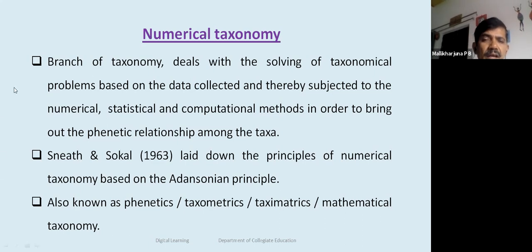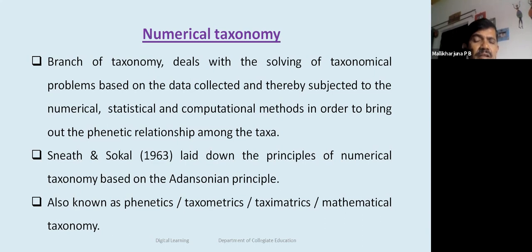Well, this idea was not a new one. It was an old one. The idea first came to a famous naturalist by name Michel Adanson, before the Linnaeus period. He advised the people: why are you taking only two or a few characters? You better take as many characters as possible in order to classify the plants. So that is known as the Adansonian principle, unlike the Aristotelian principle.